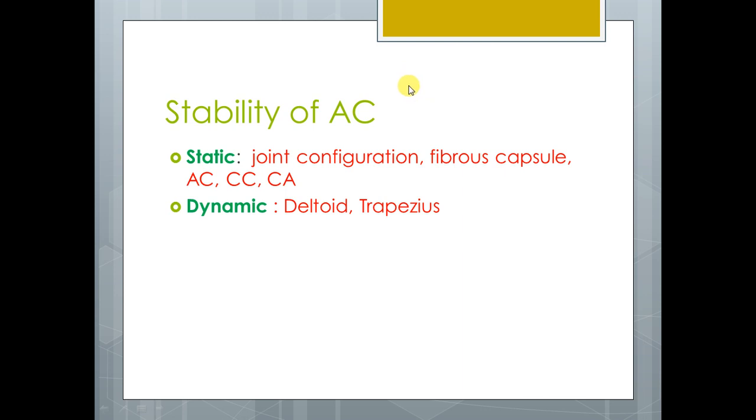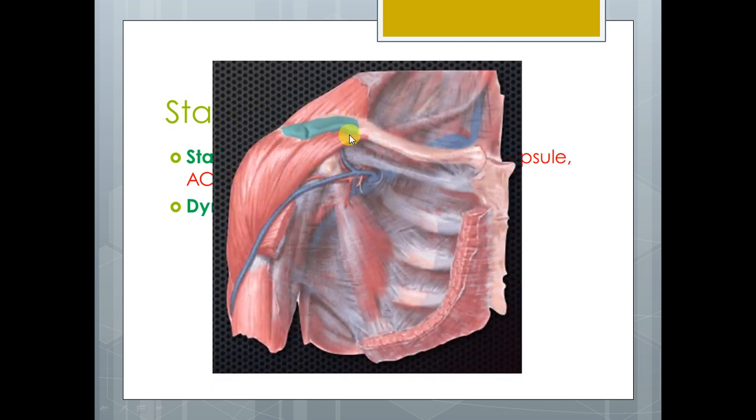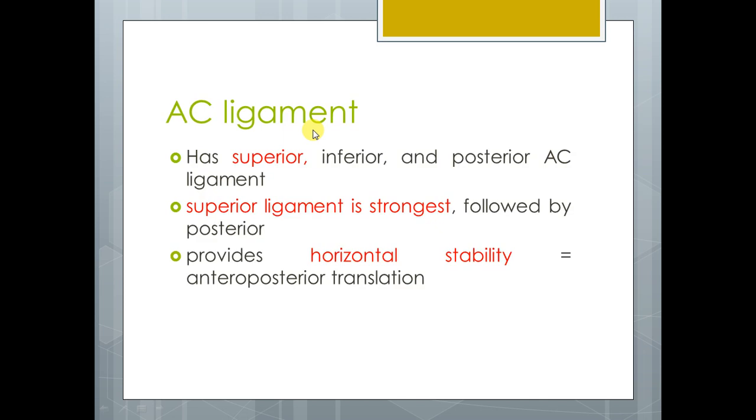Stability of the joint is either static or dynamic. We will start with dynamic: the deltotrapezial fascia. Anteriorly, these are the fibers of the deltoid along the distal part of the clavicle and the acromion, and posteriorly and superiorly is the trapezius. Both are covered by fascia. When you open the deltotrapezial fascia, please take your time to make a good flap for proper closure. If you don't close it properly, you will lose a lot of fixation.